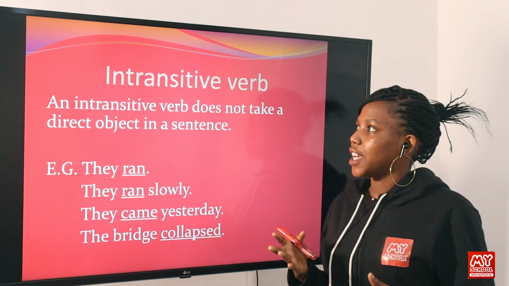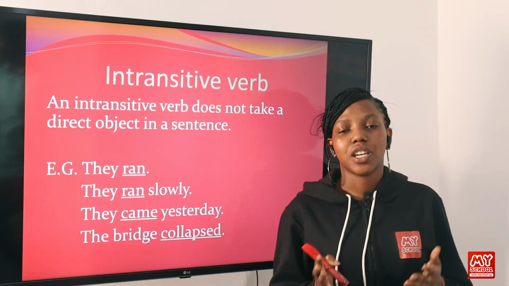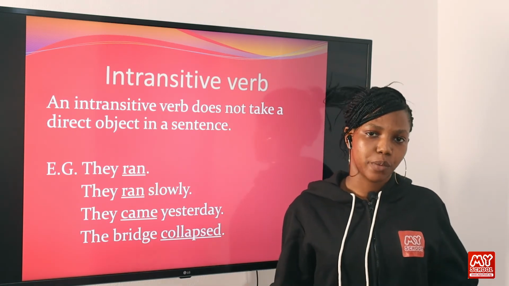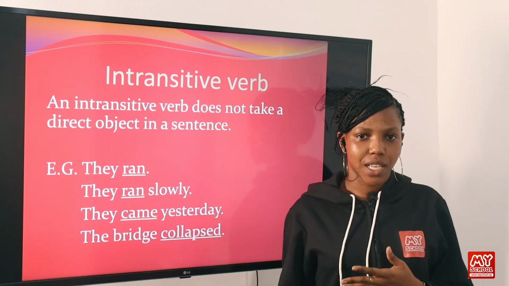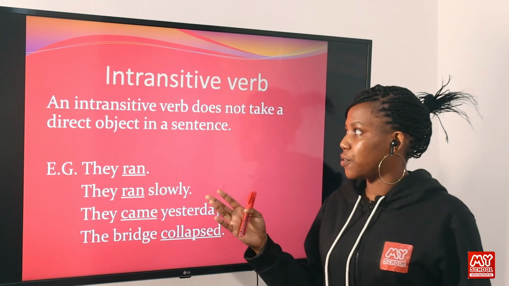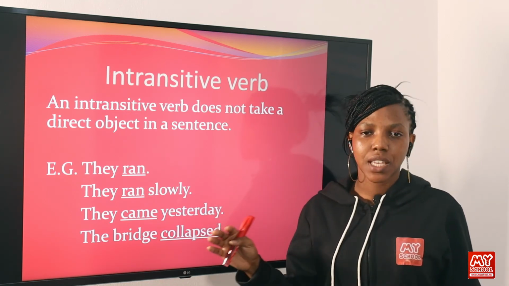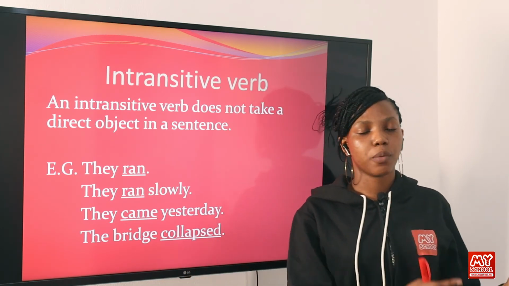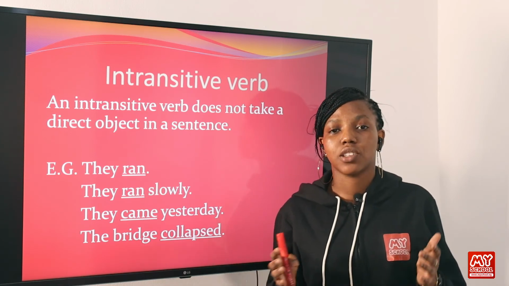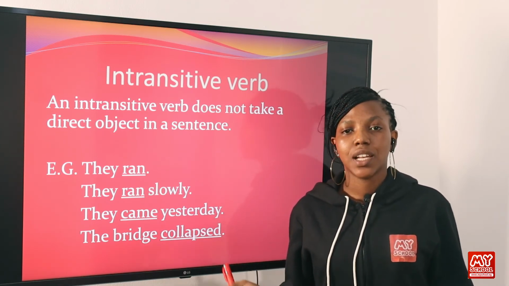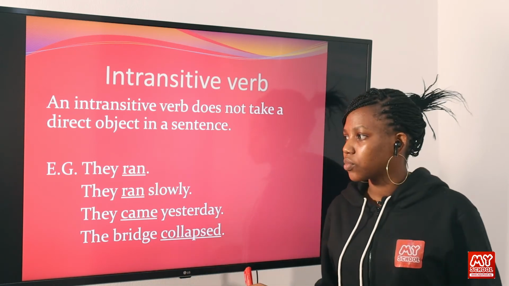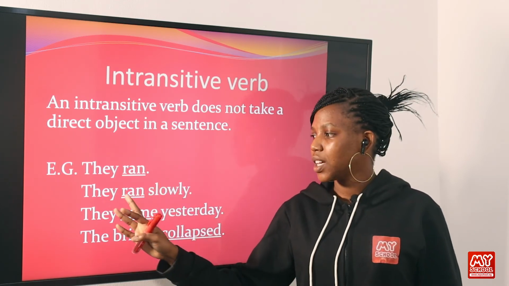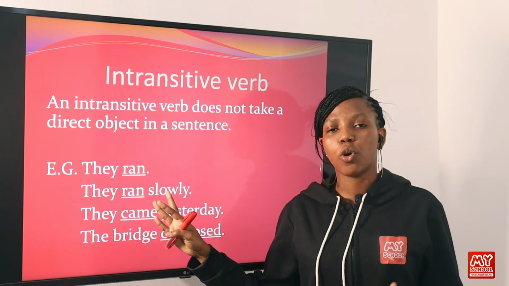So we'll be looking at intransitive verb. Now intransitive verb is simply the direct opposite of a transitive verb. Now what does intransitive verb mean? An intransitive verb does not take a direct object in a sentence. So while transitive verb takes a direct object, intransitive verb does not take an object. Let's take a look at an example carefully. They ran. No object. They ran slowly. No object.